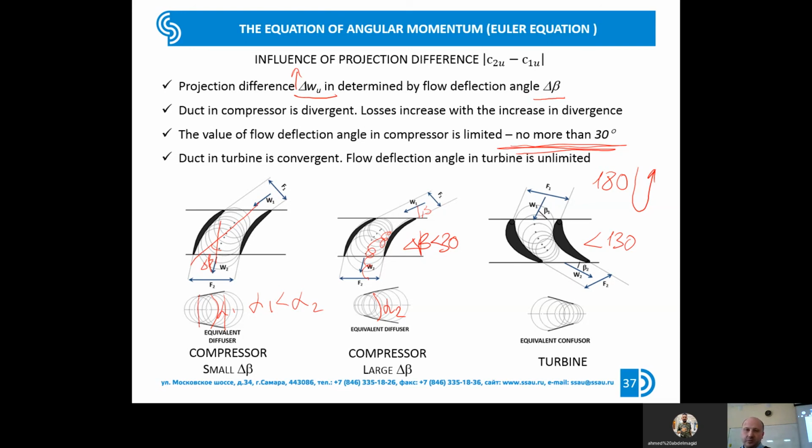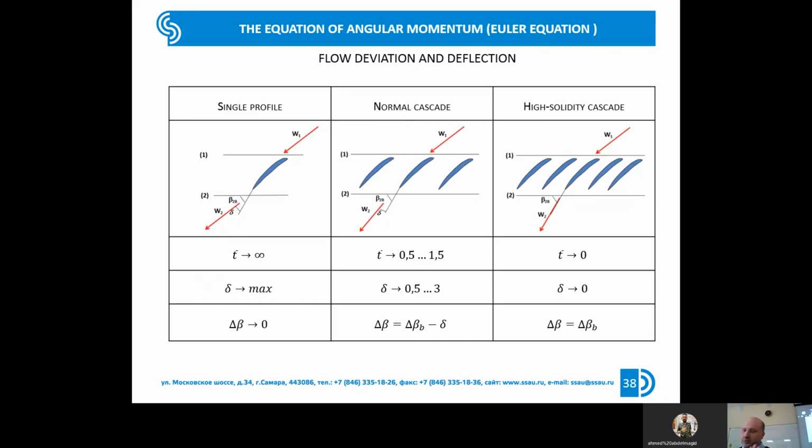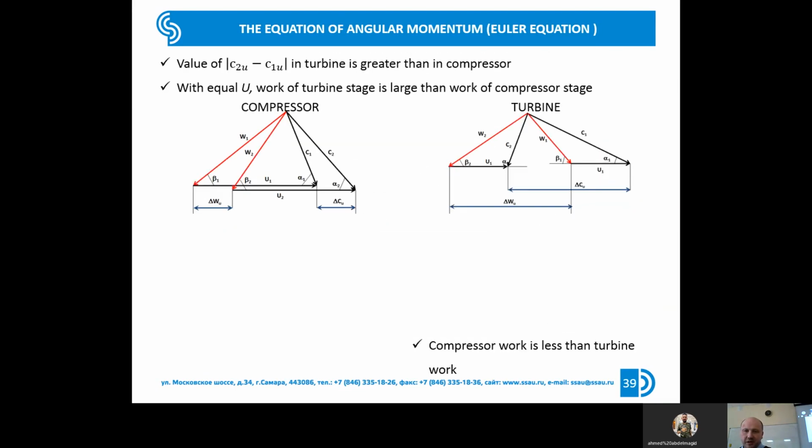So let's continue. Okay, let's skip this slide. This information will be more interesting. So what do we finally have? This is the velocity diagrams for the compressor stage and for the turbine stage.